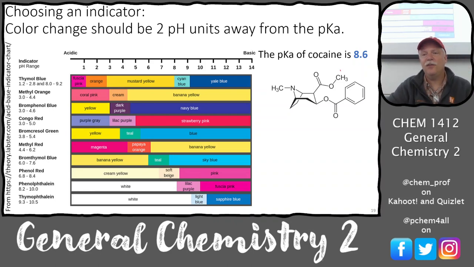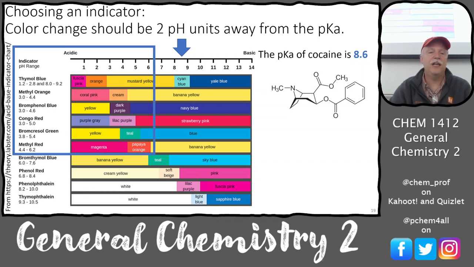So the pKa of cocaine is 8.6. So that's 8.6 right there. So we want to use any one of those indicators. See, we went down 2 units, 7.6, 6.6. And so this is where the color changes for all of these acid-base indicators.